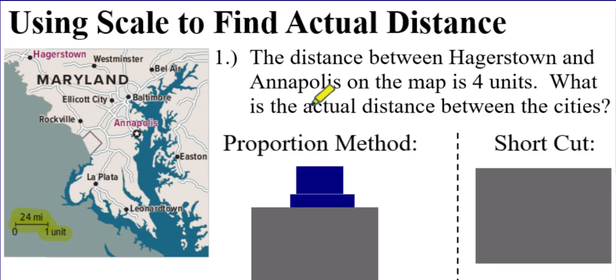What is the actual distance between the cities? So we don't want to just say 4 units. We want to find out what that actual distance is in miles. How do I know that they're talking about miles? Because I can look here on the actual scale in the corner of the map, and I can see 1 unit is 24 miles.